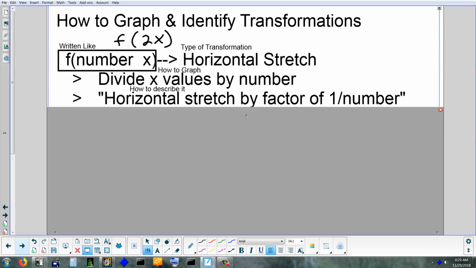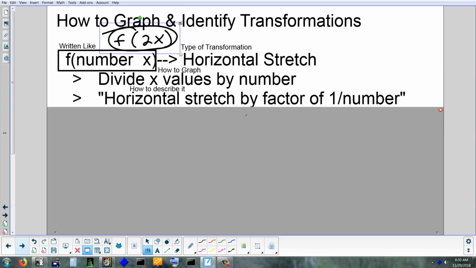Yeah, it's a fraction. So if I was going to describe this to you, I would say that's a horizontal stretch because I'm multiplying by a number inside. And I would say horizontal stretch by a factor of 1 over 2. So horizontal stretch by 1/2. That's what I would say. And that's why I put this in quotes, because it's a little tricky to remember that it's 1 over. It's just the way it works.